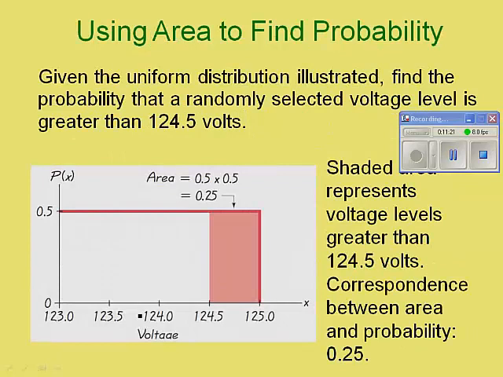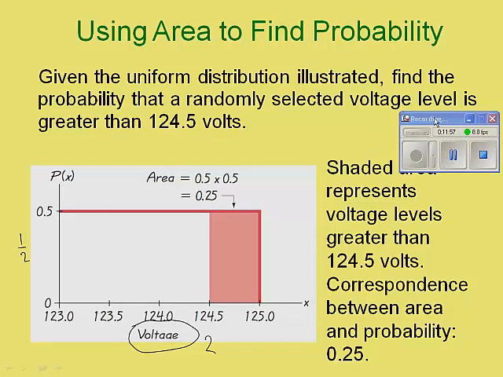You know, the example in the book you're going to read about talks about voltage. They're going to say, hey, the voltage here is always between 123 volts and 125 volts. So how long is this rectangle? 2. So notice, how high did they make the rectangle? 1/2, or 0.5. Does that make sense? So what's the total area of the rectangle? 1/2 times 2, which is 1.